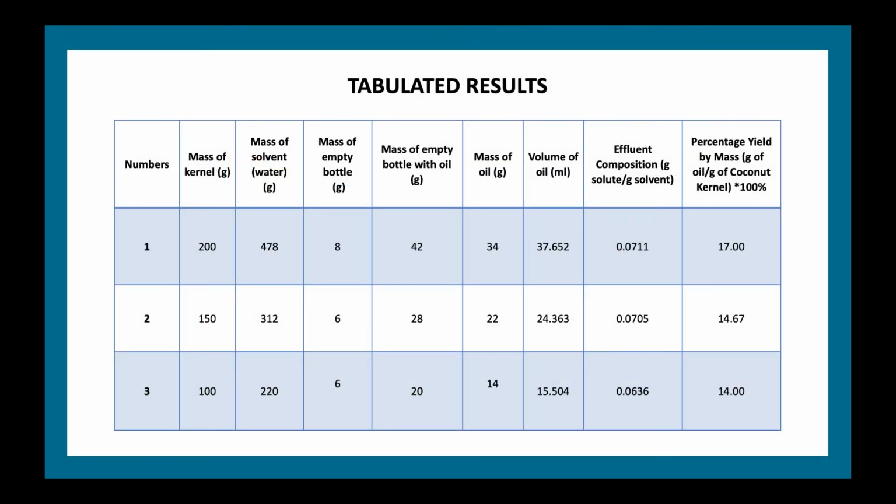For the tabulated results, the group used different masses of kernel such as 200 grams, 150 grams, and 100 grams. And for the mass of solvent, which is water, weighed 478 grams, 312 grams, and 220 grams. Thus, these variables were utilized in order to gather and collect certain corresponding variables.